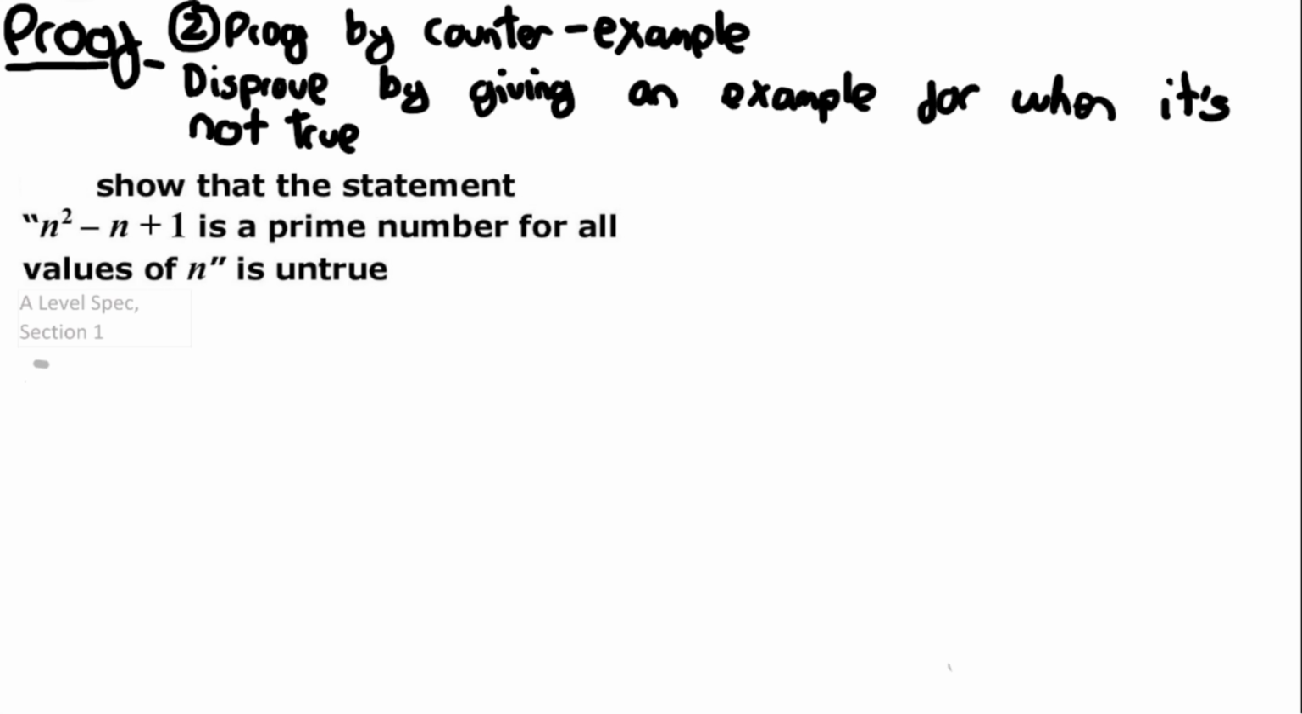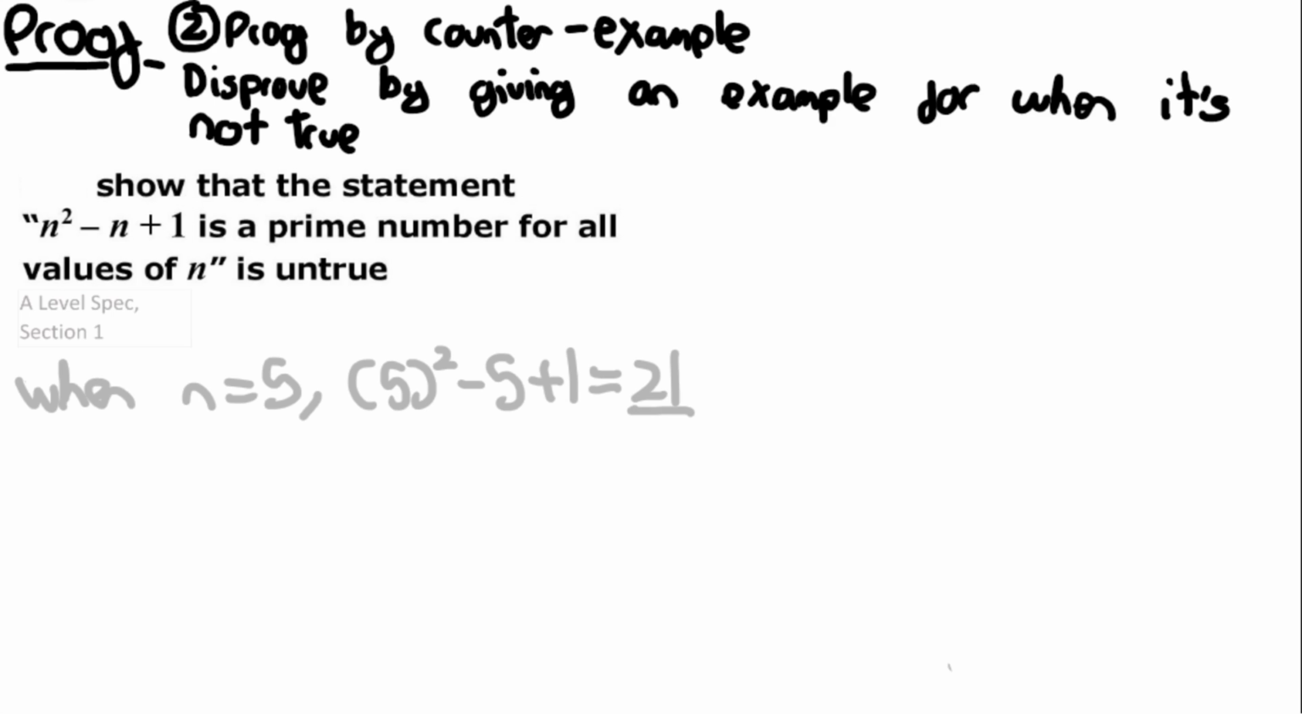And I just quickly found that 5, when you sub it in, isn't a prime number and it disproves it. So the way we'd write this in the proof, remember we need to be clear, is we're going to say when n is equal to 5, and then we're going to sub, remember we need to do the full steps, we're going to sub 5 in as n. It's going to be 5 squared minus 5 plus 1, if you put this into a calculator, is equal to 21.